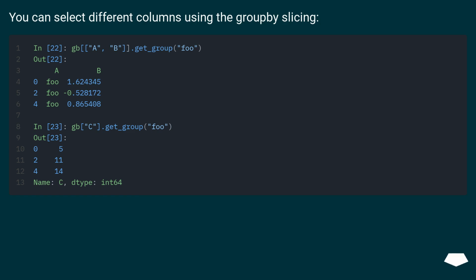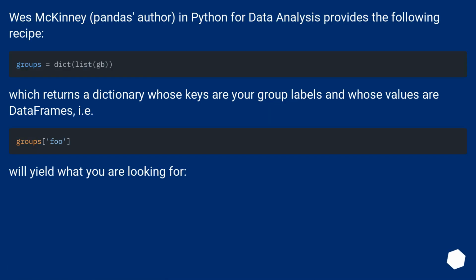You can select different columns using the groupby slicing. Wes McKinney, Pandas author, in Python for Data Analysis provides the following recipe, which returns a dictionary whose keys are your group labels and whose values are data frames, i.e., will yield what you are looking for.